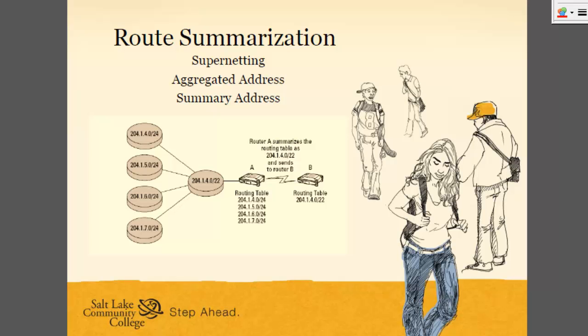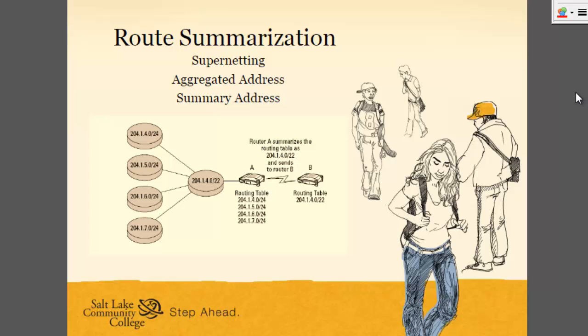In this series of lectures, we'll be looking at route summarization. Route summarization is known by a few different terms. Supernetting is one of them. Summary address is another. Doesn't matter what it's called, it all means the same thing.